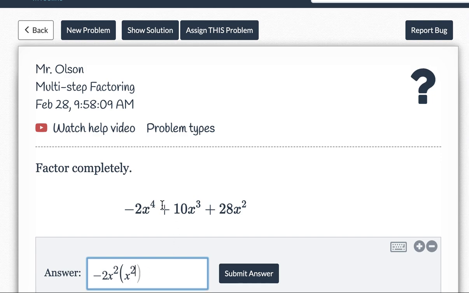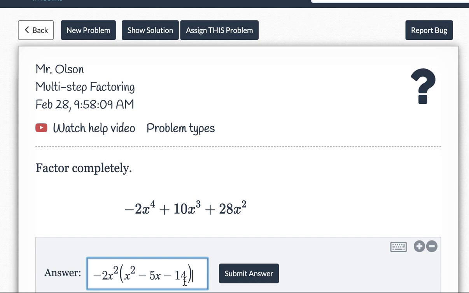Okay, right? You're just dividing out. When I divide positive 10 by a -2x squared, I'll get minus 5x. And when I divide positive 28 by a negative 2, I'll get minus 14. But when I divide x squared by x squared, I'll just have the number. So this can be factored, and that'll factor into two parentheses.